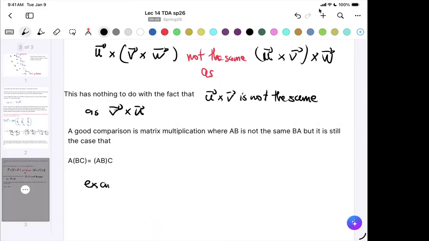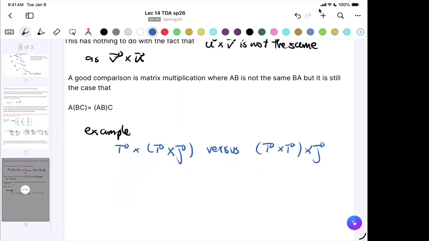So here's an example that illustrates this: (I cross J) cross I versus I cross (J cross I). Again, if you see what I'm writing, I, J, I, I'm really writing the vectors in the same order. The only thing I'm changing is where I'm putting the parentheses. What's the effect of the parentheses? Like in algebra, the parentheses just say which operation you do first. So here, I'm doing the cross product of I with J first. What is I cross J? That was K, if you remember that. So this would be K cross I. And what was that? That was J, if I'm not mistaken.